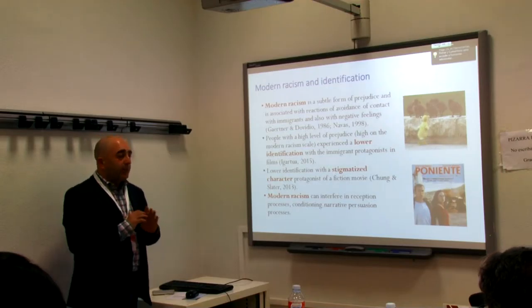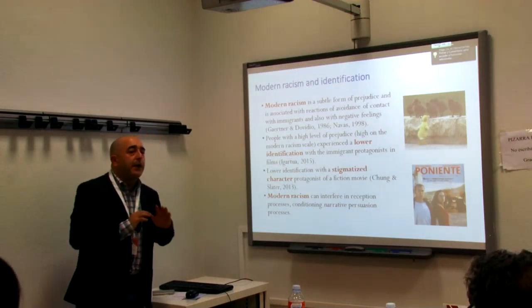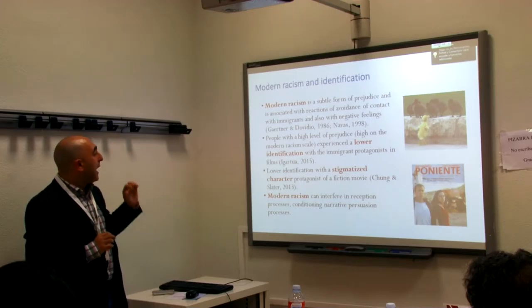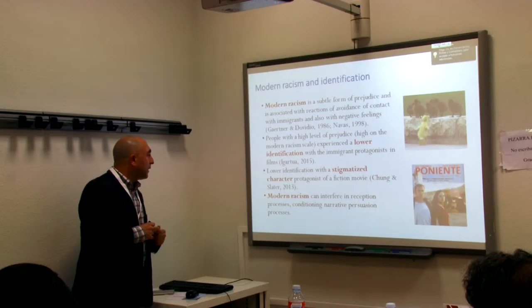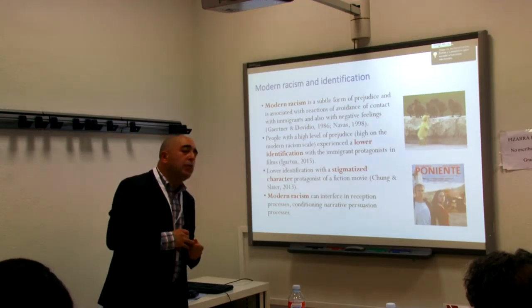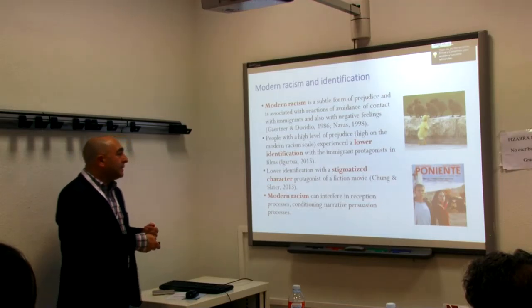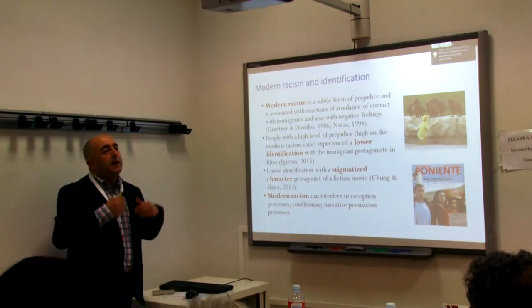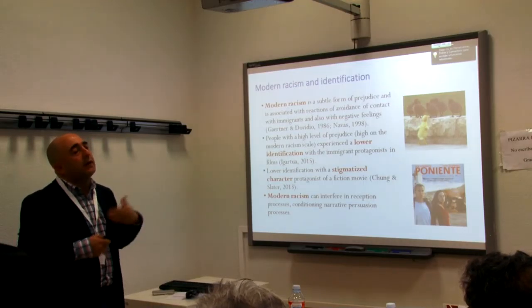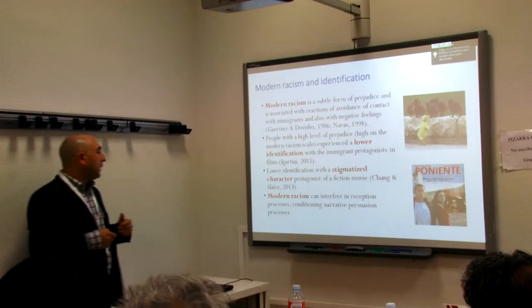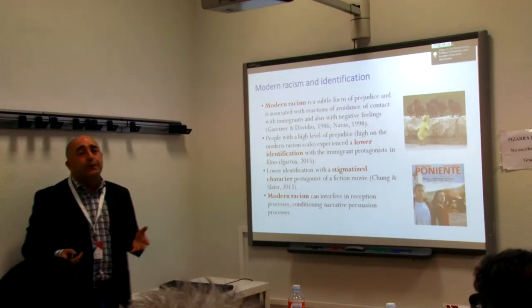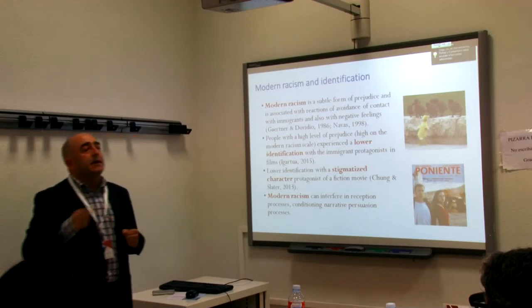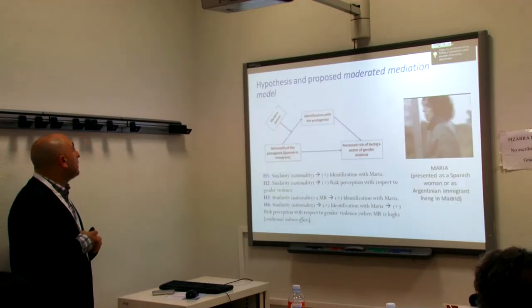Well, there are very few studies that relate modern racism to identification and the impact of narrative. But in one of them, working with movies starring immigrants, like Poniente, we found that people who have a higher level of modern racism have less identification with immigrants in the narrative. So we think that modern racism can interfere with the reception process also in the case of media campaigns against gender bias. So this is our hypothesis.